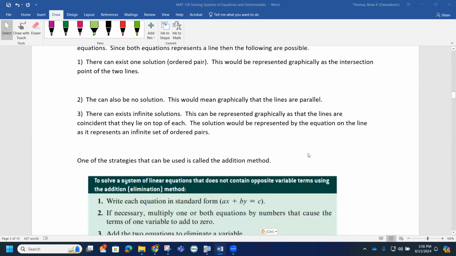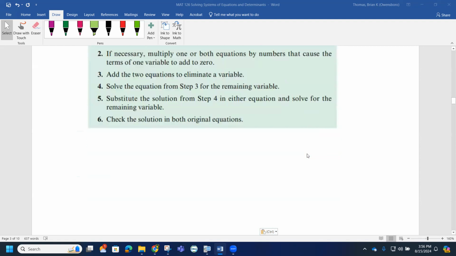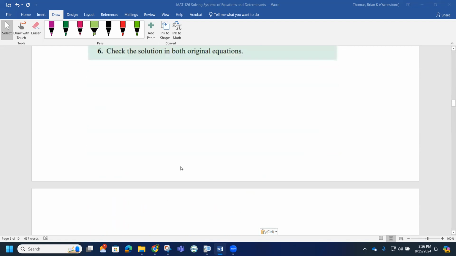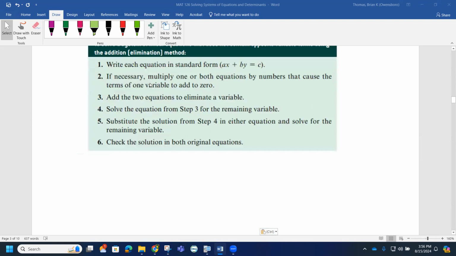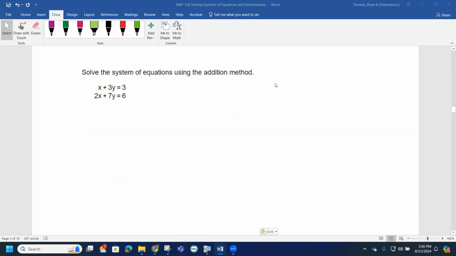So again, we want to use the addition method. So the first thing is we want to be in standard form. So our equations are in standard form. The next thing is, if necessary, multiply one or both equations by numbers that cause the terms of one variable to add to zero. So what we want to do is make one of the variables add to zero.